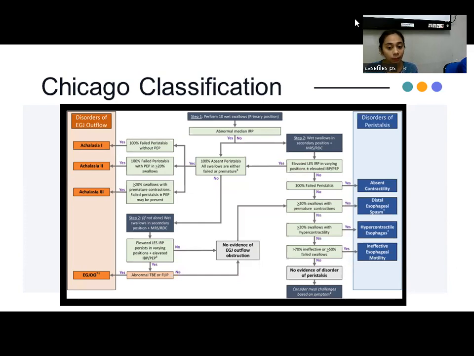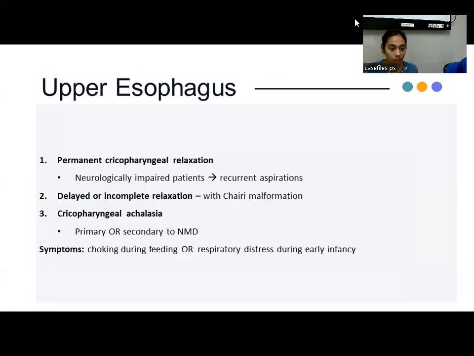If there are more than 20% swallows with premature contraction, it is distal esophageal spasm, DES. If there are more than 20% swallows with hypercontractility, it is a condition of hypercontractile esophagus. And if there are more than 70% ineffective or more than 50% failed swallows, it results in ineffective esophageal motility. And thus the diagnosis of the esophageal disorders can be made effectively using HRM.